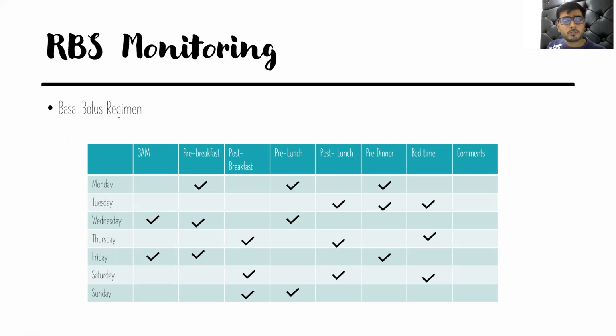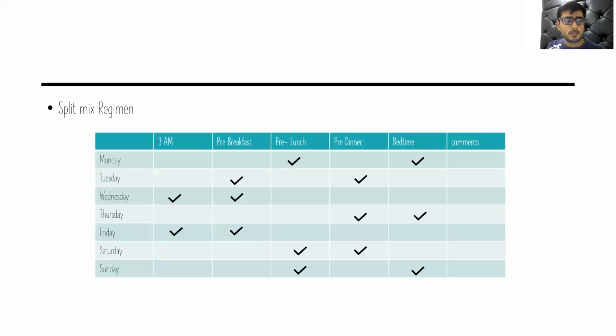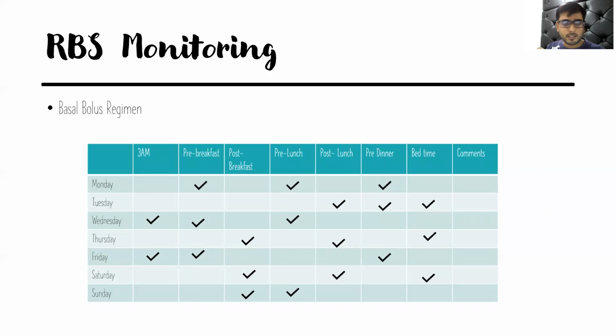So what we should do is follow this chart of basal bolus and split mix regimes. In the areas I have ticked in this table, blood sugar needs to be done. There is no need to prick children all the time, at 3 a.m., pre-breakfast, post-breakfast, pre-lunch, post-lunch, pre-dinner, bedtime, and then comments.